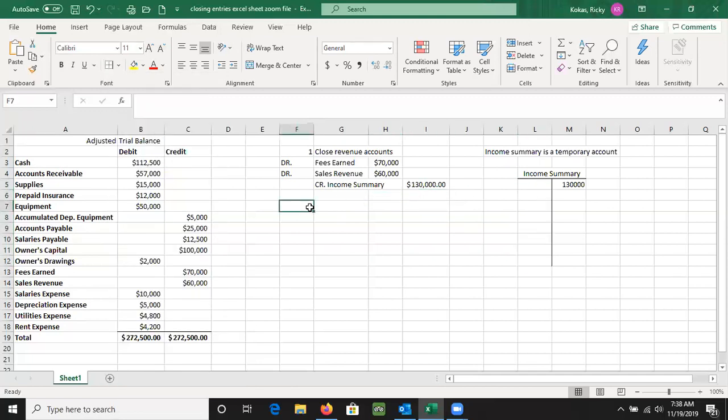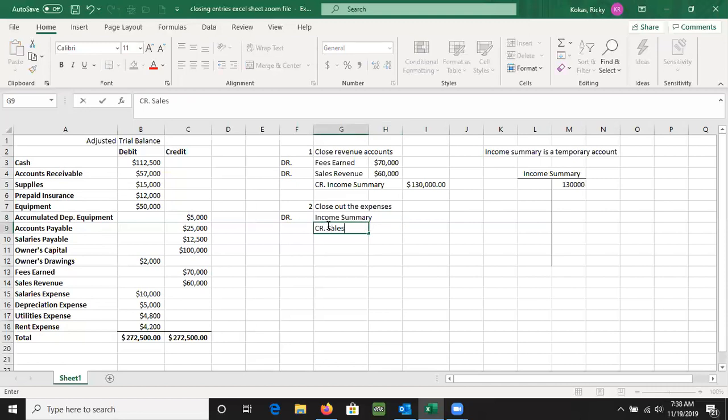Next step in the closing process, close out the expenses. Expenses have a debit balance. If you want to get rid of something with a debit balance, you have to credit it. I'm going to jump ahead. We're going to credit all those expenses. We're going to have to debit some account. Guess what? The account we're going to debit is income summary. I don't know the amount yet, so we're going to go ahead and credit all the expenses.